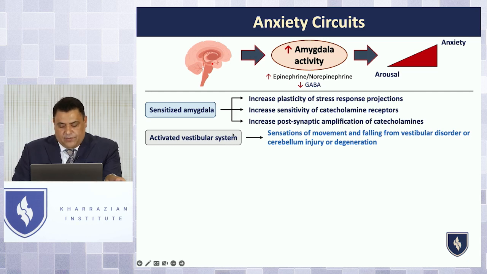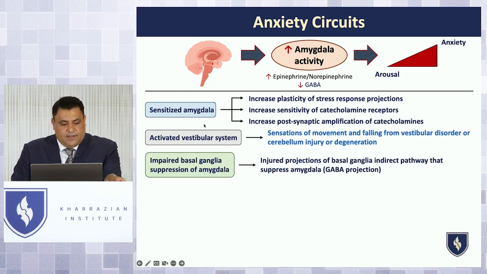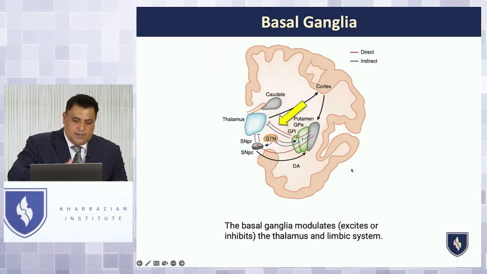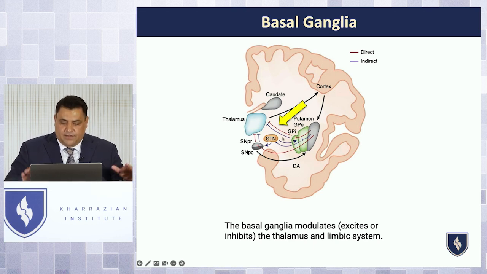Now, another part of these anxiety circuits that can be involved is the basal ganglia pathways. Impaired basal ganglia suppression of the amygdala is another anxiety circuit that can cause chronic symptoms of fear and anxiety. Injured projections of the basal ganglia indirect pathway that suppress the amygdala reduce GABA production. So let me show you what I'm talking about. Here's a coronal slice of the brain. You can see the basal ganglia. The basal ganglia has direct and indirect pathways. The indirect pathways suppress the thalamus and these amygdala pathways to calm everything down.